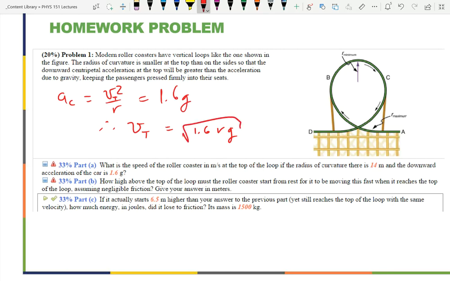Now the question is, how high above the top of the loop must the roller coaster start? So the roller coaster's up here and it starts at some h above the top of the loop. So how high must that h be above the top of the loop to achieve that speed? So now I want you, as a table, to figure it out. All right. Sarah knows what g is. So if you have a question, there you go.